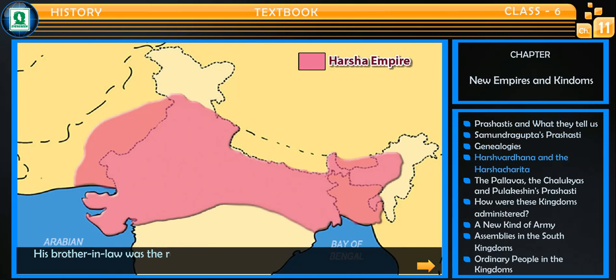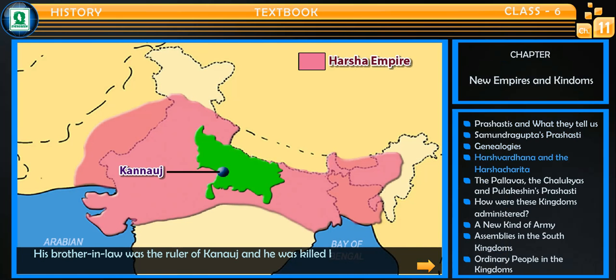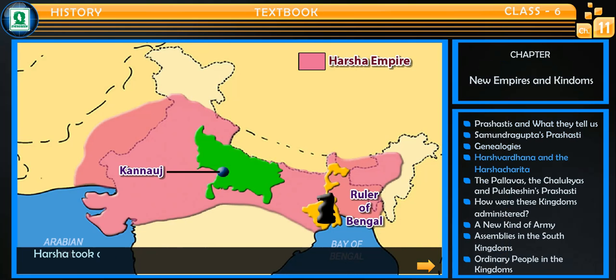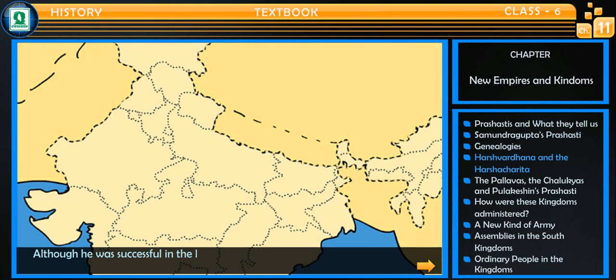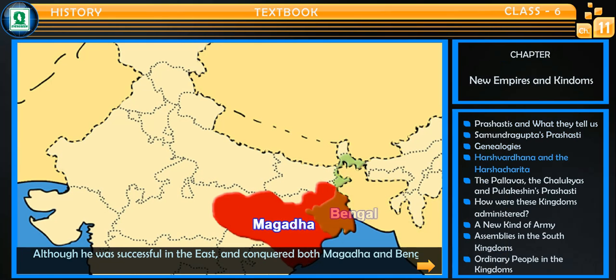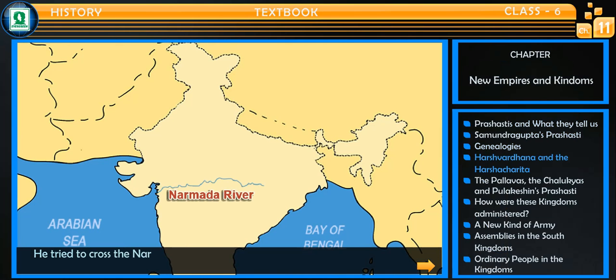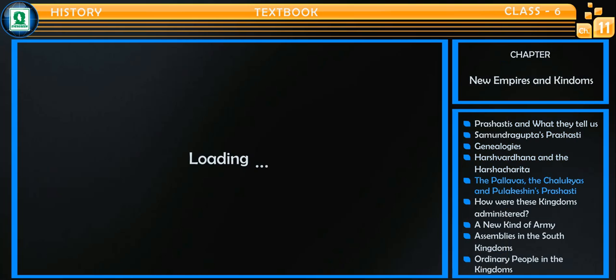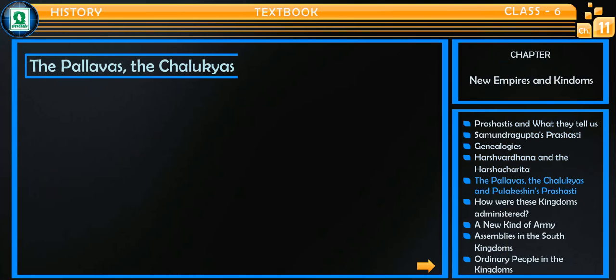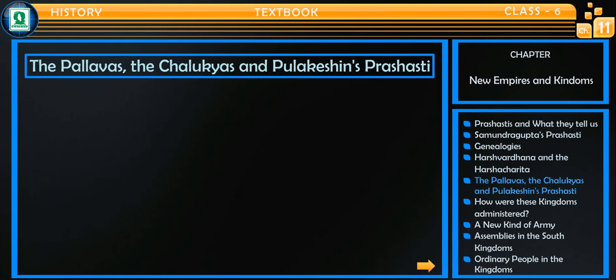His brother-in-law was the ruler of Kannauj, and he was killed by the ruler of Bengal. Harsha took over the kingdom of Kannauj and then led an army against the ruler of Bengal. Although he was successful in the east and conquered both Magadha and Bengal, he was not as successful elsewhere. He tried to cross the Narmada to march into the Deccan, but was stopped by a ruler belonging to the Chalukya dynasty, Pulakeshin II.